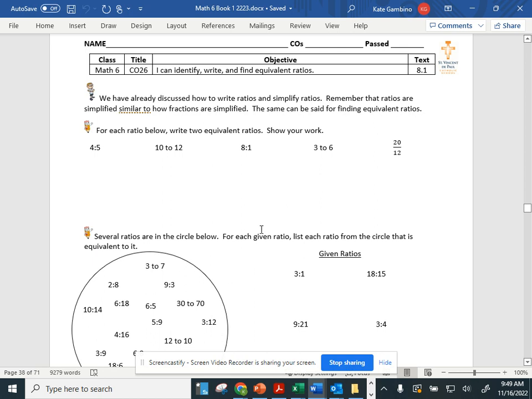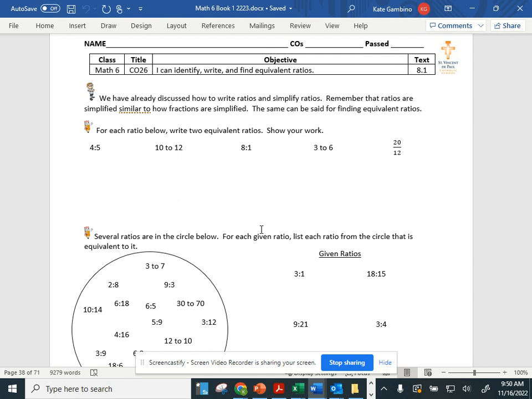Good morning. Today we are continuing with those ratios. We talked about ratios yesterday in Objective 25. Now with CO26, we can identify, write, and find equivalent ratios. Yesterday we talked about simplifying those ratios just like we simplified fractions. So finding equivalent ratios is going to be very similar to equivalent fractions. We've already learned about that, so we have a good understanding going into this objective.